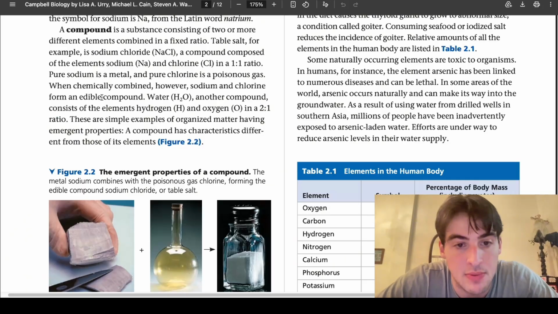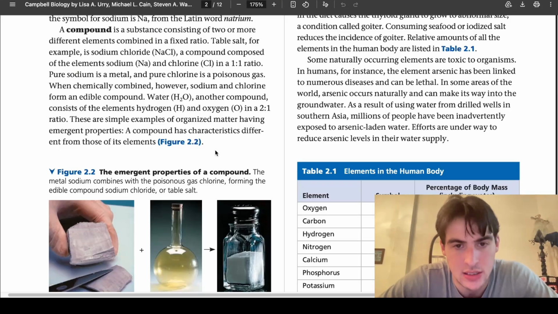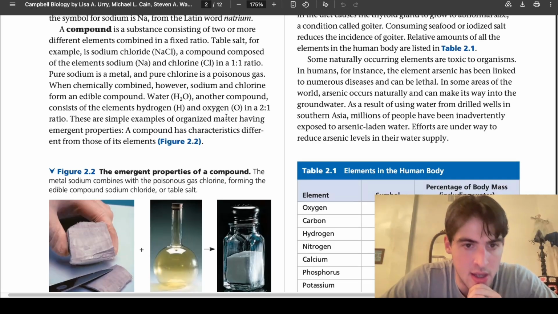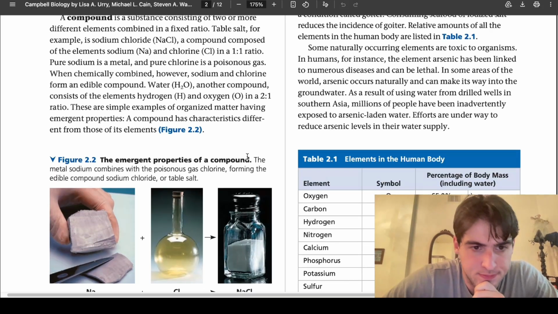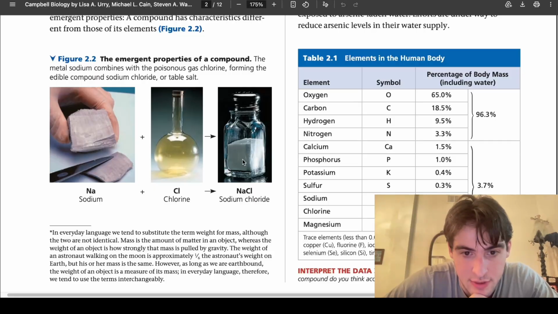These are simple examples of organized matter having emergent properties. A compound has characteristics different from those of its elements. Yeah, that is really interesting. How can you take hydrogen, which is a gas, and oxygen, which is a gas, mix them together and get a liquid? That's really weird. All right. Okay. Figure 2.2, emergent properties of a compound. Here's sodium, a metal, chlorine, which is a poisonous gas, and then sodium chloride, which is salt. How does that happen, bro?